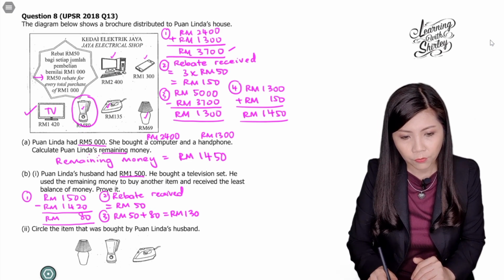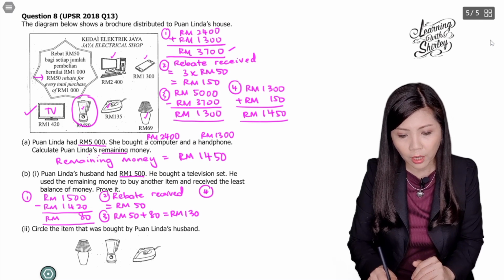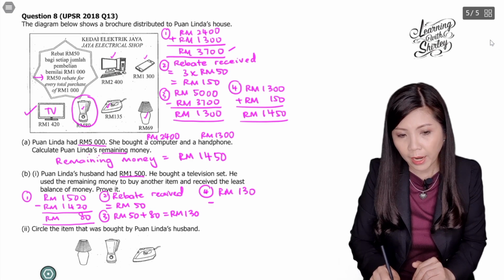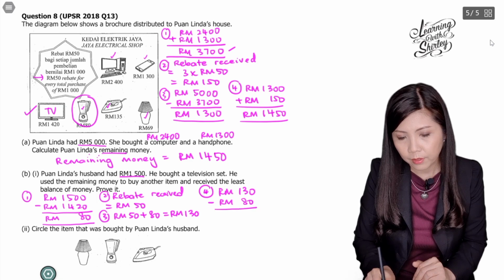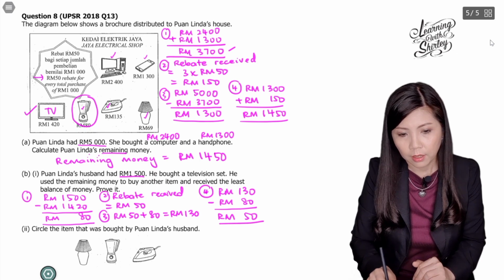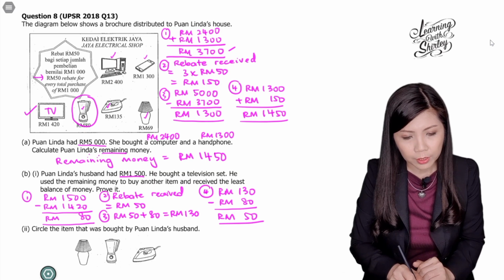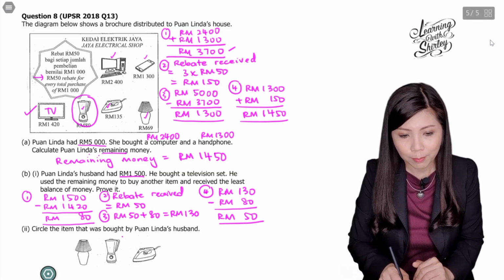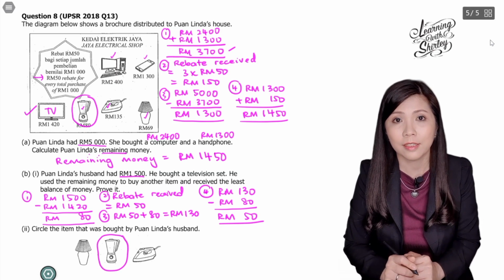So to find the final answer, that will be step 4. I'm going to use 130 ringgit minus the price of the blender, which is 80. And the answer is 50. That will be the least balance of money. And it's proven. Now number 2, circle the item that was bought by Puan Linda's husband. So it's the blender. I'm going to circle this, and that's the answer.